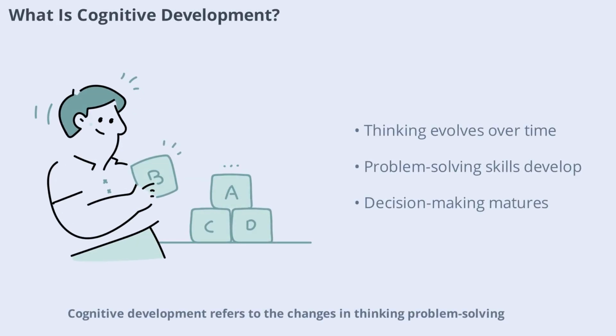Cognitive development refers to the changes in thinking, problem-solving, and decision-making abilities that occur as we grow. It's not just about gaining more knowledge, but also about developing new ways to understand and interact with the world. From recognizing faces as infants to solving complex problems as adults, cognitive development is a lifelong process. This scene will help you grasp the broad scope of cognitive growth and why it's such a crucial area of study in psychology and education.